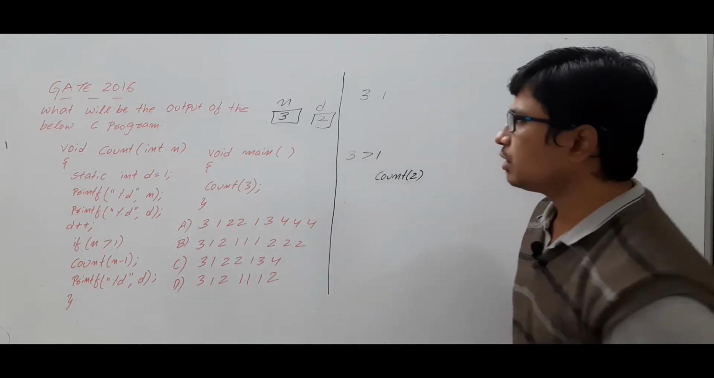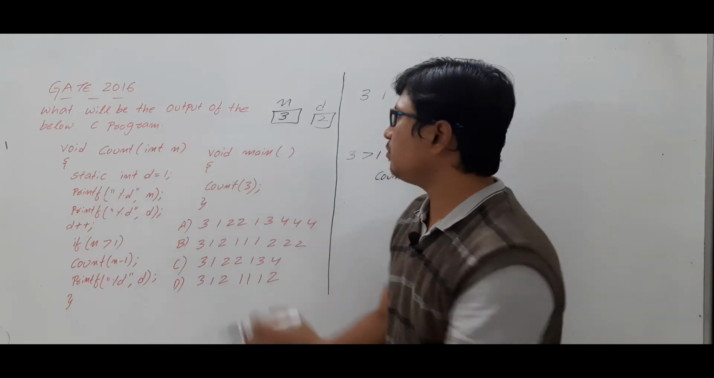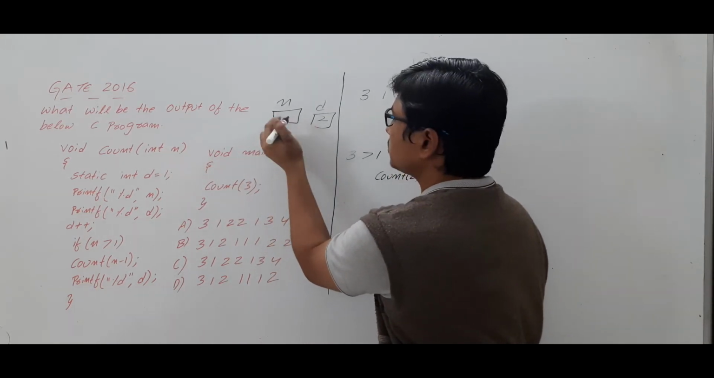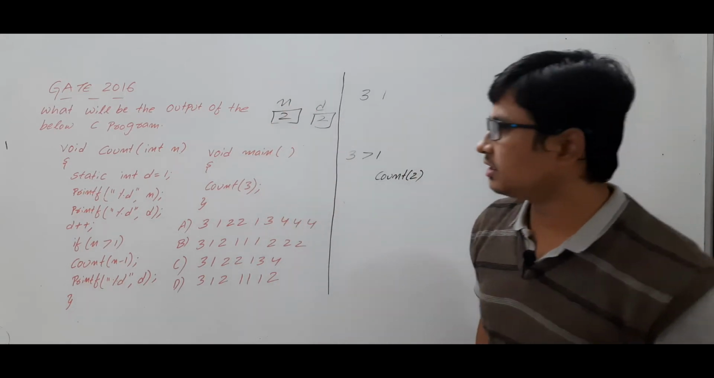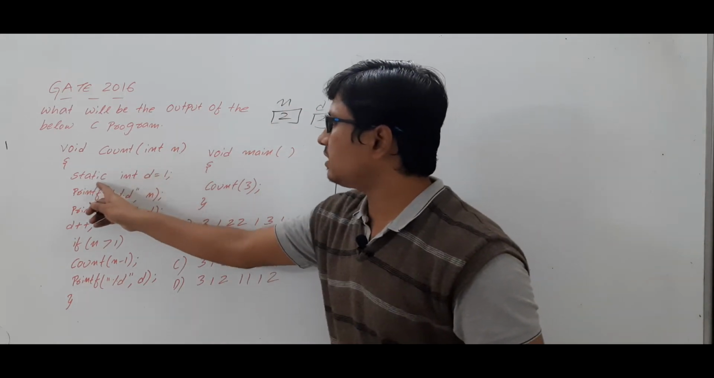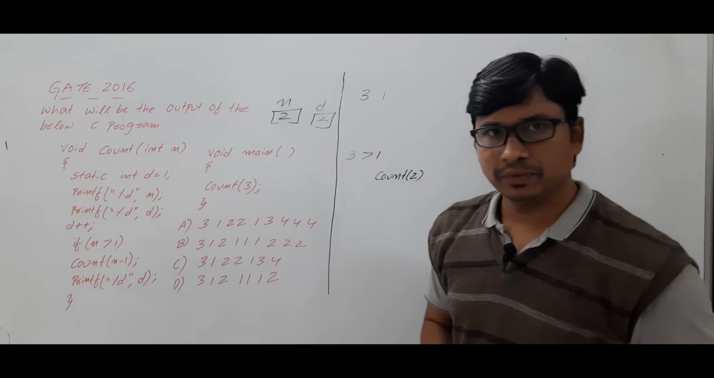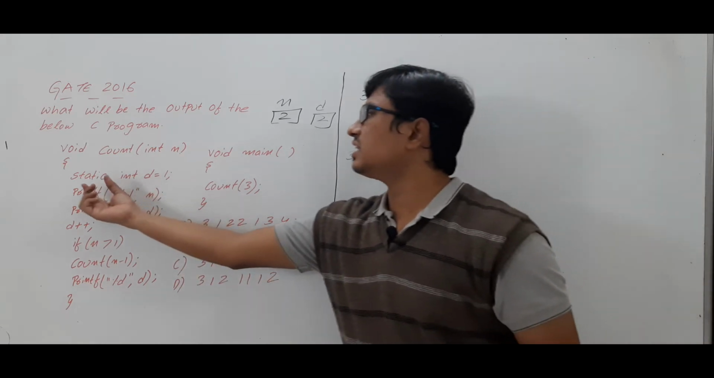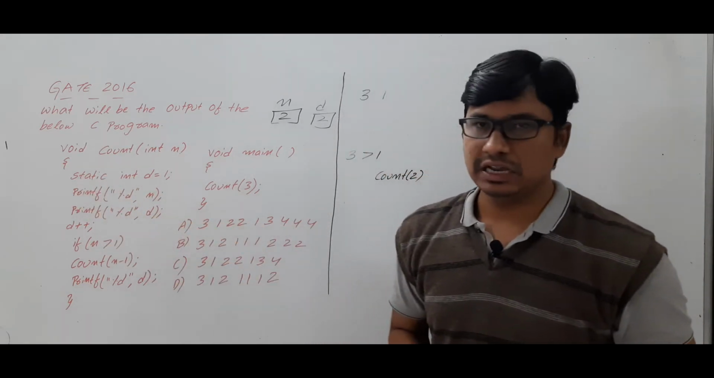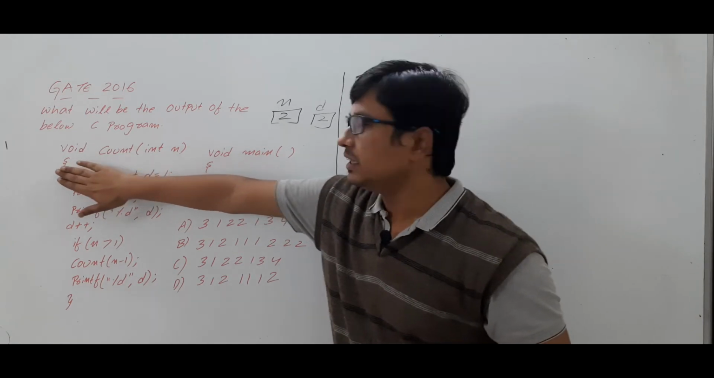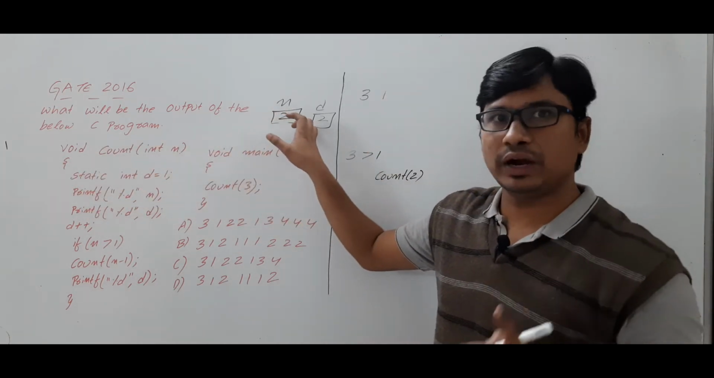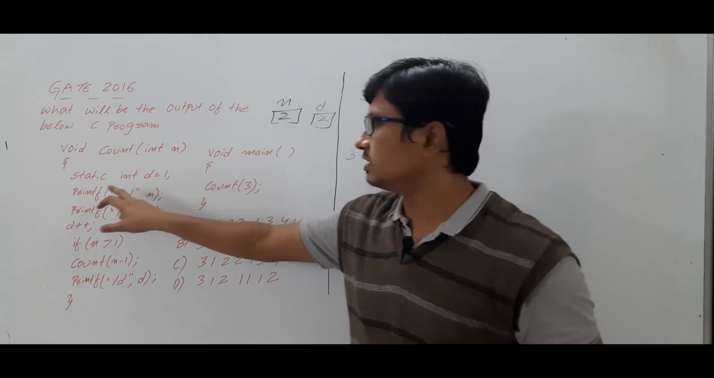Good. Now what will be the n value? The n value will be equal to 2. That is also good. Everything is good till now. Now static int d is equal to 1. Now this is where the static keyword comes into the picture. If it is a normal int, again the d value would be assigned to 1. Am I right? Because again it is an initialization.